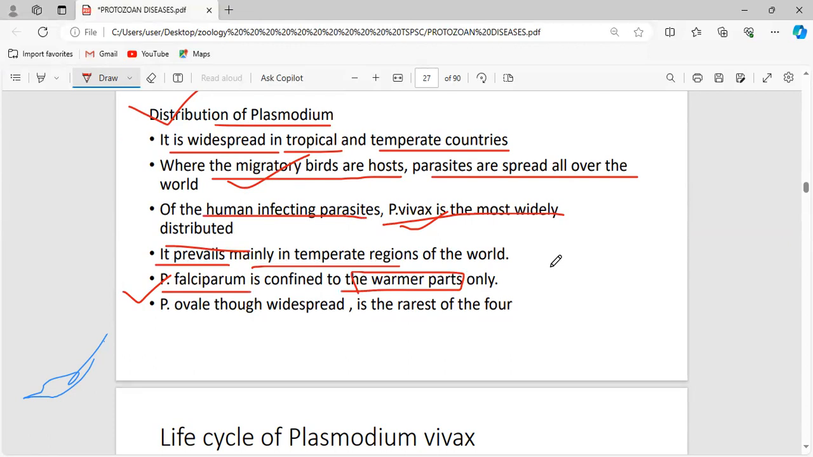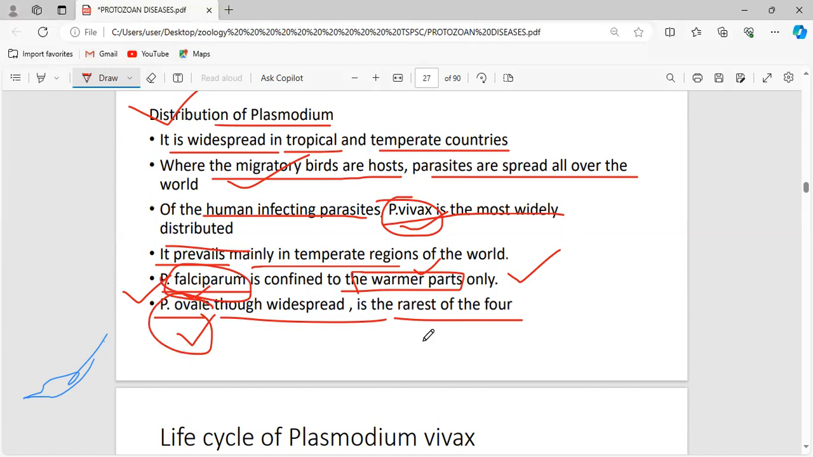We come under the tropical region, and Plasmodium falciparum is very rare in our region, so malaria can be treated in our area. Plasmodium falciparum is confined to the warmer parts. It is in the temperate region, that is, British type of climate. And Plasmodium ovale, though widespread, is the rarest of the four. You have to remember which is the rarest of the four and which is the most common. This is the most common, this is most rare, and this is fatal. These are the facts you have to remember.